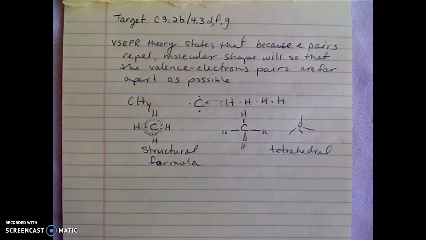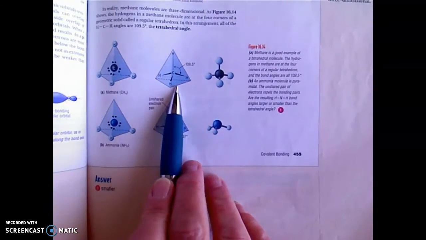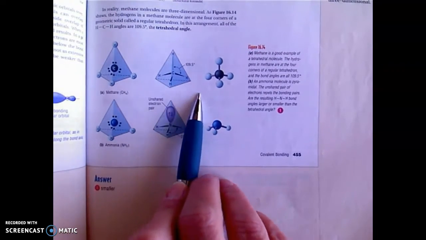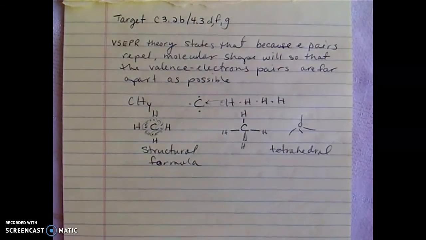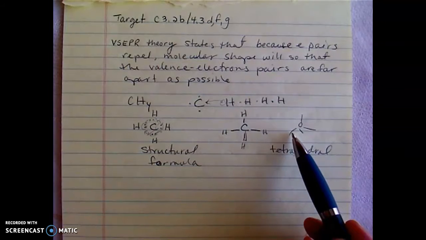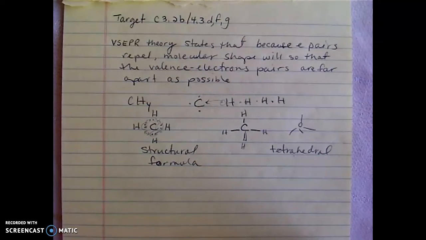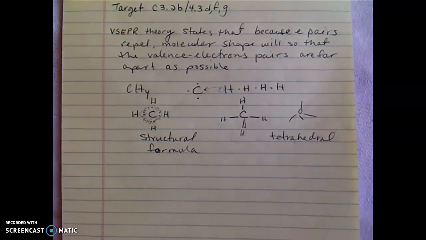A better way to look at it, let's see if I can find a picture for you, would be right here. This is a tetrahedral. Notice they're going to get as far apart as possible. Okay. Now, there are other variations, but this is your standard one because with this one you have 8 valence electrons around your central atom. And again, that's what our central atom is trying to do, is trying to get 8. Now, there are some variations on this.